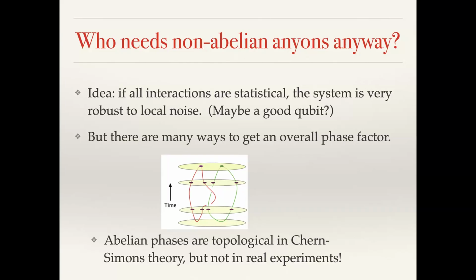And so, why were people excited about this? Well, the idea is these statistical interactions are kind of interesting because this would potentially be a way to manipulate information in a quantum system that, because the braiding is topological, looks like it should be intrinsically robust to local noise. So maybe this is a good way to make a qubit, okay? But if you only have abelian states, this is a lie. And the reason is that there's all kinds of reasons in an experiment that you might get an overall phase factor in your wave function.